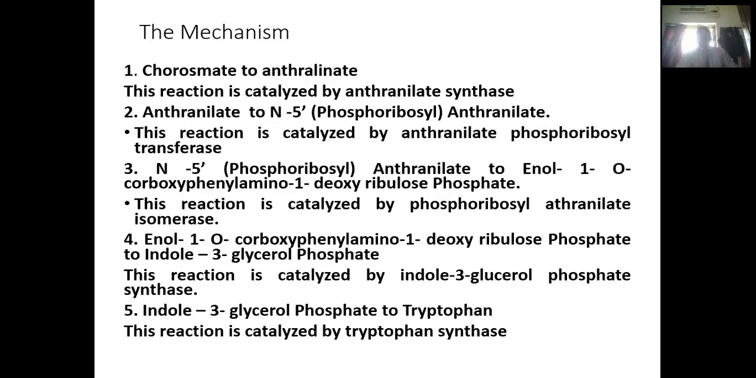Next you can see tryptophan. As we want to discuss tryptophan, it is also chorismate to anthranilate, anthranilic acid. This reaction is catalyzed by anthranilate synthase. Anthranilate to N-5-phosphoribosyl anthranilate is catalyzed by anthranilate phosphoribosyl transferase. Then it is converted by phosphoribosyl anthranilate isomerase into enol-1-o-carboxyphenylamino-1-deoxyribose phosphate, and then indole-3-glycerol phosphate. This reaction is catalyzed by indole-3-glycerol phosphate synthase, and indole-3-glycerol phosphate to tryptophan is catalyzed by tryptophan synthase.